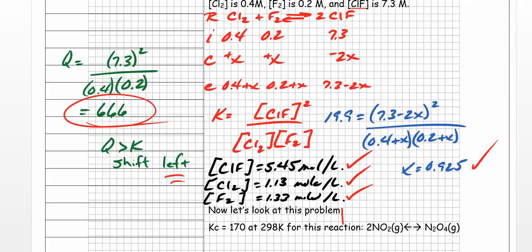It's a pretty sophisticated problem. It kind of integrates all the aspects of what we need to know how to do: the RICE table, how to determine the direction of the shift, how to use the quadratic formula. All that went into this problem. So I think it's an important one. Okay?